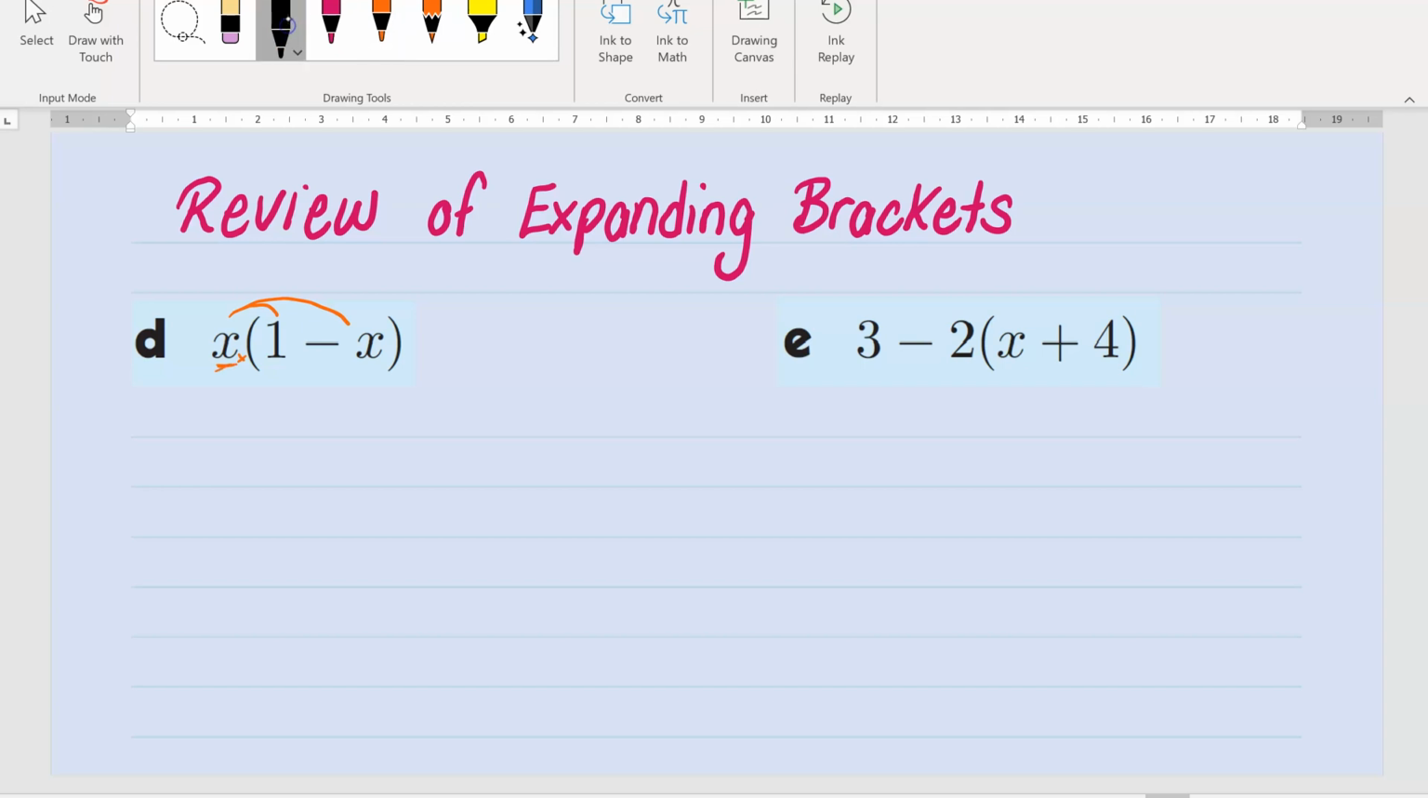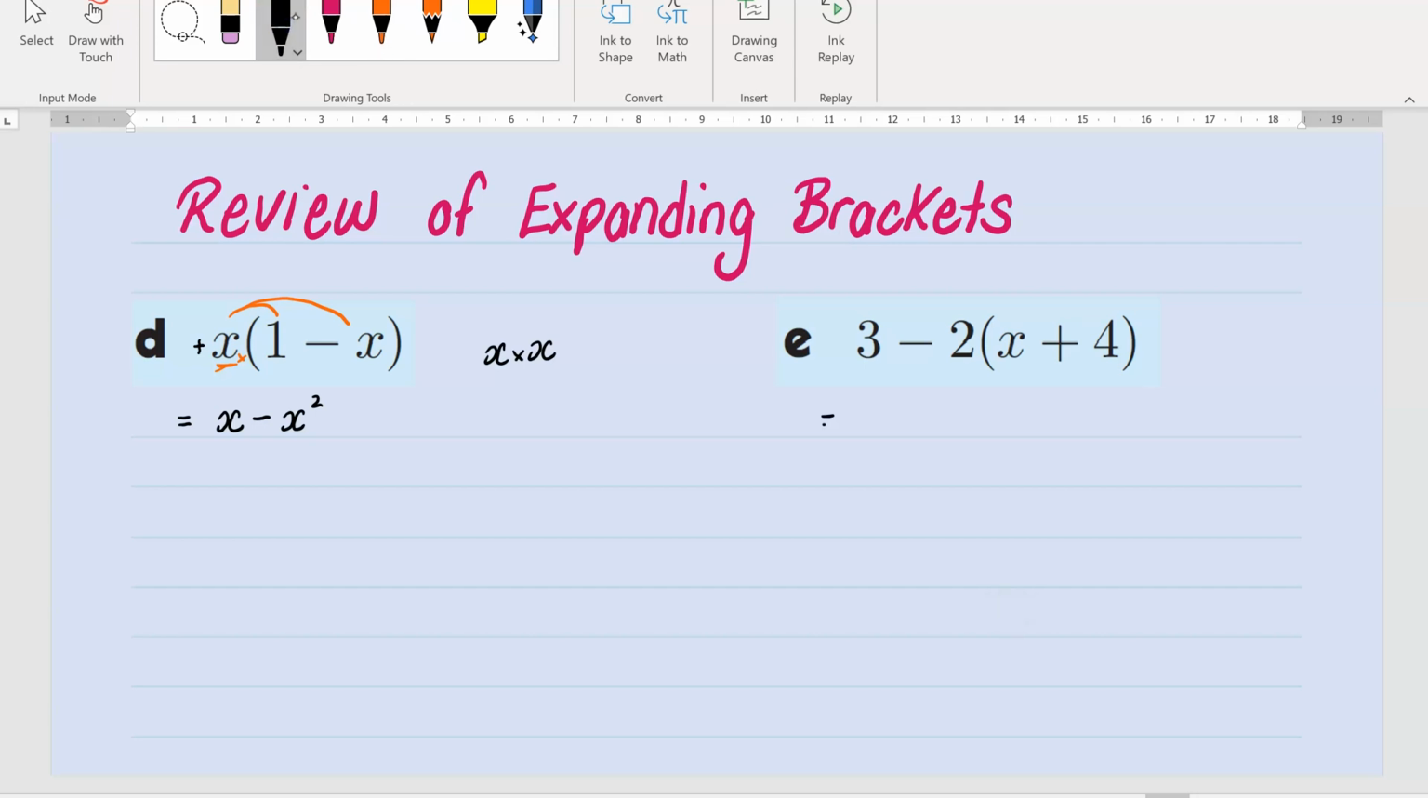So we end up with x times 1, that's just x, and x times negative x. So remember, always look in front. That's a positive x times a negative, so I put negative there. And what is x times x? Now we don't want to write x times x, that's just too much effort. We know that's x squared. That's done.